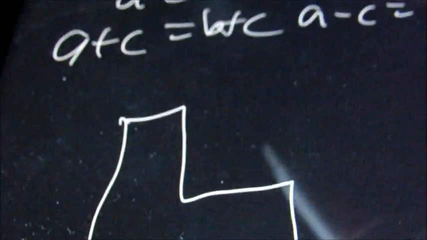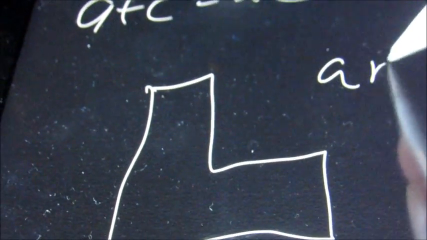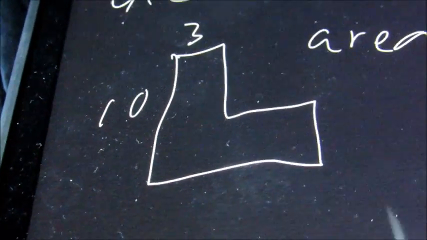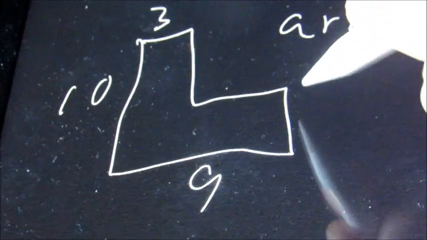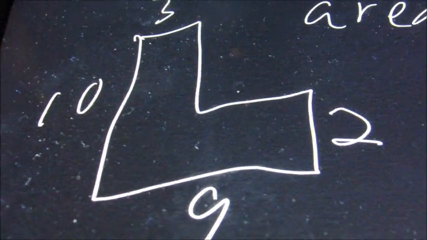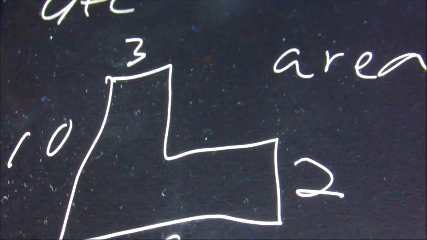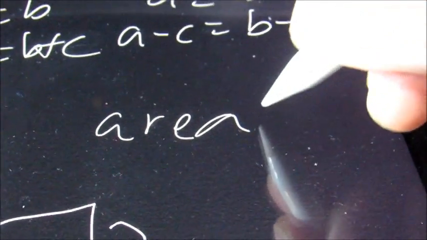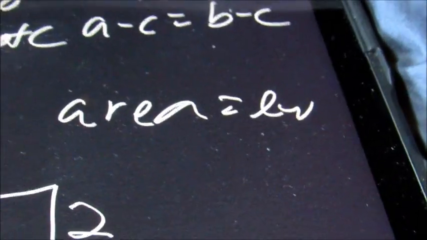Okay, so the last type of thing in this section is one that's like what we did before with a perimeter, and it's going to be this L shape, but now we're going to try to find the area. What we're given is this side is a 3, this side is a 10, this side is a 9, and this side is a 2. We don't know what these two sides are again, but that doesn't matter as much. But what we need to remember is that we are trying to find the area, and for the area of a rectangle, that equals length times width.